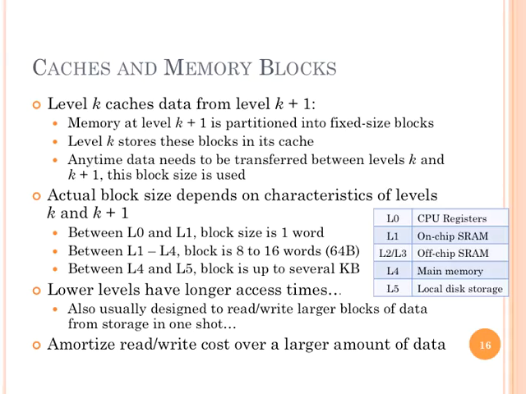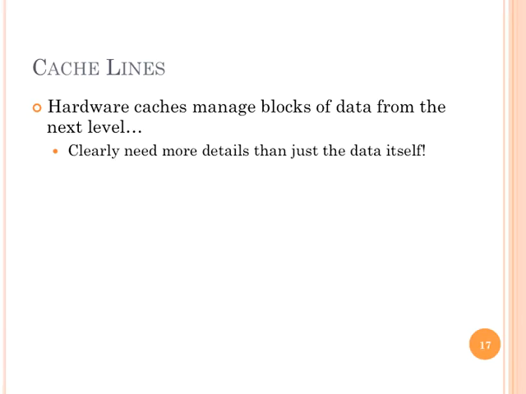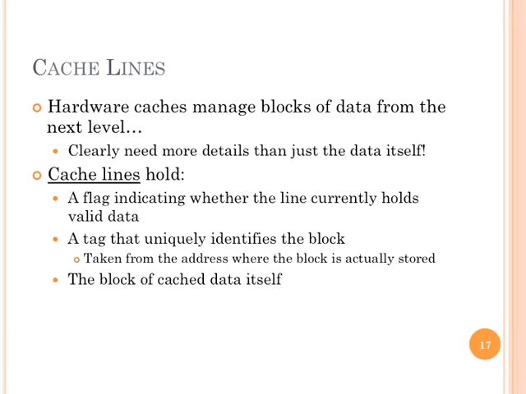Okay, so we have this block size that's going back and forth. But that's not the only thing we need to keep track of, because we have to know if a particular space in our cache holds data. And not just that, but we also have to know where did this data come from. We have to have some sense of where that information came from. So that's what a cache line is. A cache line holds the block of data plus additional details that are necessary for knowing what that block of data actually is. So like I say here, a flag saying, does the cache line actually hold data?